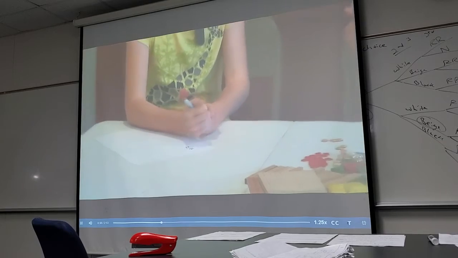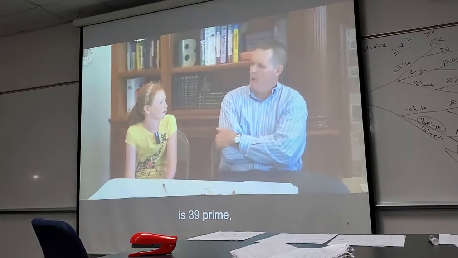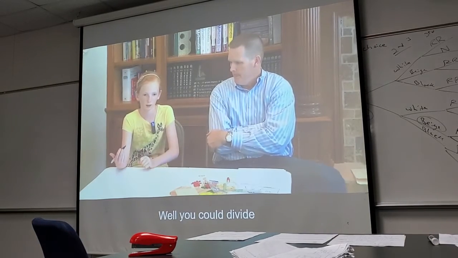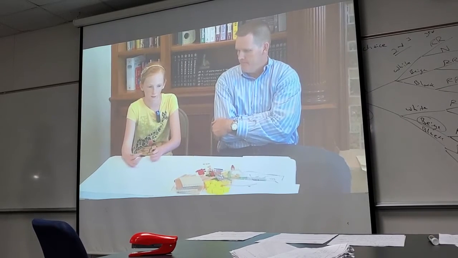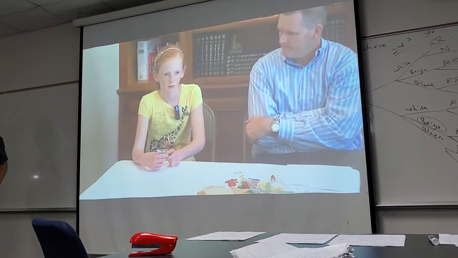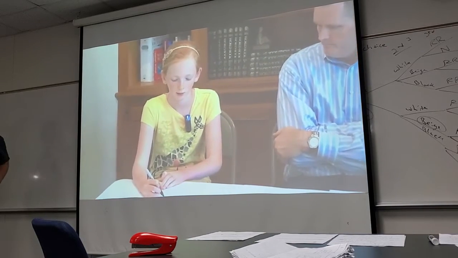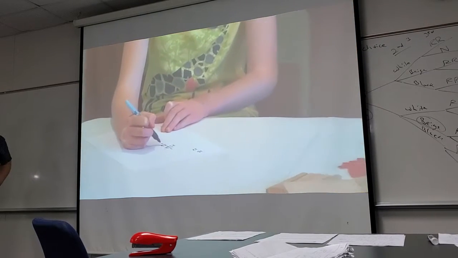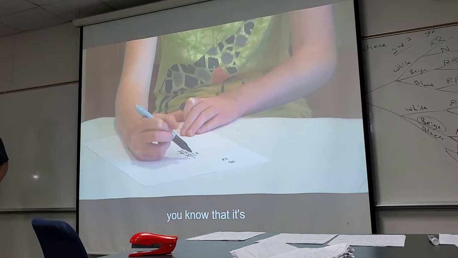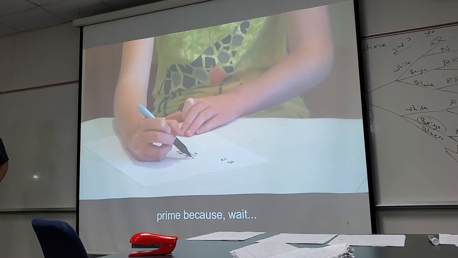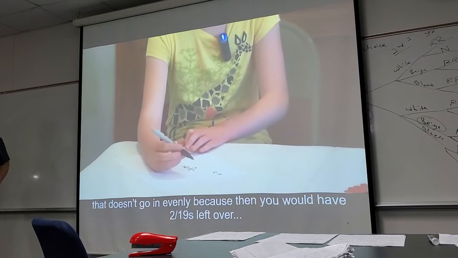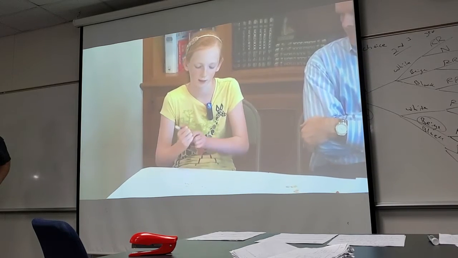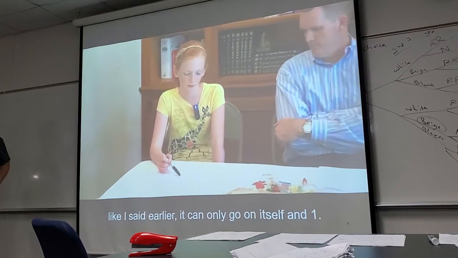If I asked you, is 39 prime? How could you figure out whether or not 39 is prime? What would you have to do? Well, you could divide 39 by like any number, like 39 divided by 2, and if it comes out evenly, then you know that it's prime because, wait, let's see. That doesn't go in evenly because then you would have 2 19s left over. And so it's prime because, like I said earlier, it can only go in itself and 1.